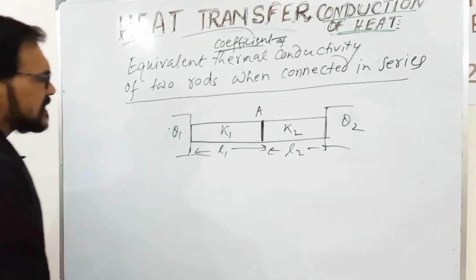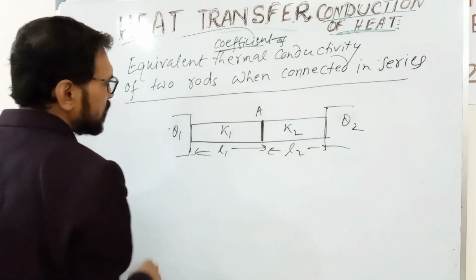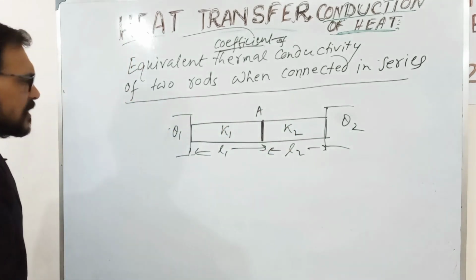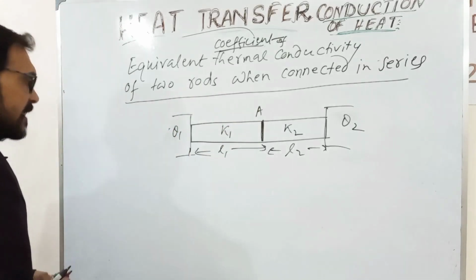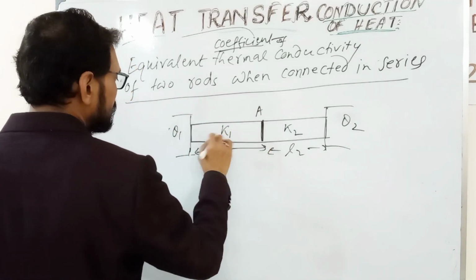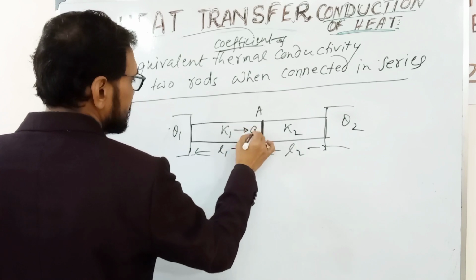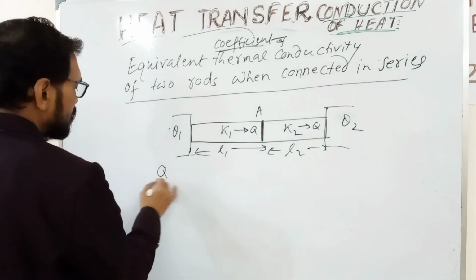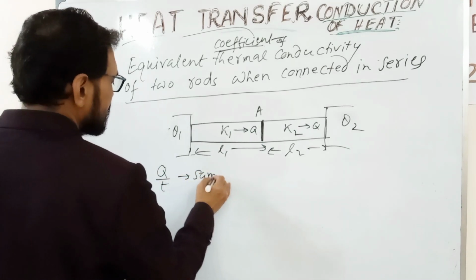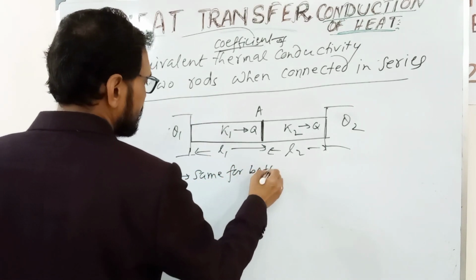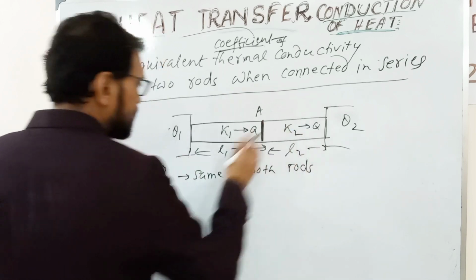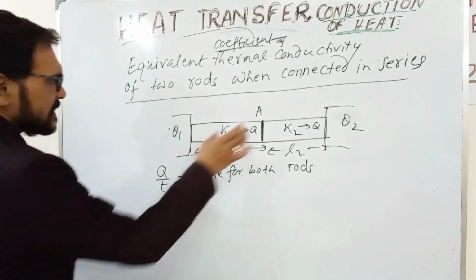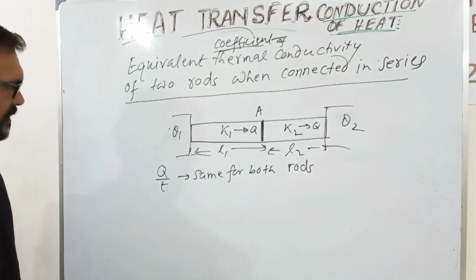What is the series connection? If the cross section area of the two rods is the same, the length may be different and the coefficient of thermal conductivity may be different, but the area must be the same. The heat conducted through the series is the same. So Q is the same, meaning the rate of heat flow is also the same for both rods. Then we say that these rods are in series connection.